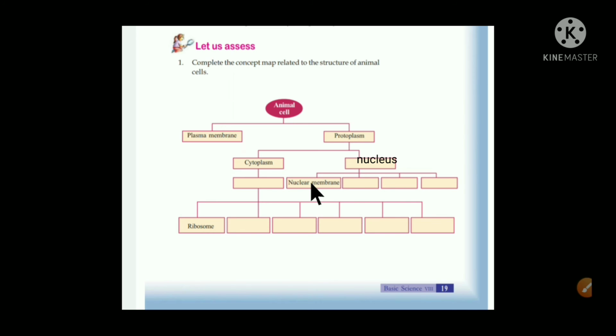Nuclear membrane. Inside the nuclear membrane, the fluid inside the nucleus is nucleoplasm. And which is the controlling unit of the nucleus? Nucleolus. Which part of the nucleus has genes in it? Chromatin reticulum, a thread-like structure. Reticulum means thread.